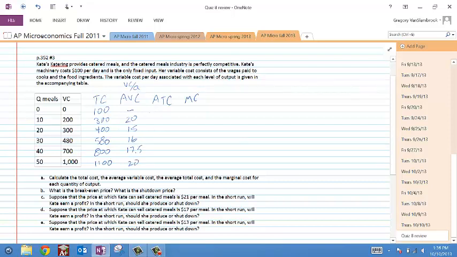And our average total costs, again, no average total cost for the 0 units. Average total cost is equal to total cost divided by the quantity. So 300 divided by 10, 30, and then it goes 20, 19.33, 20, and 22.